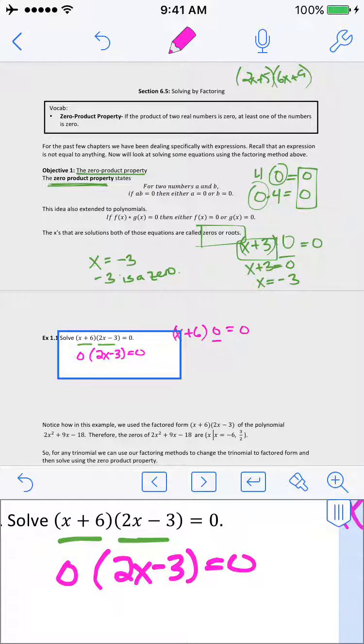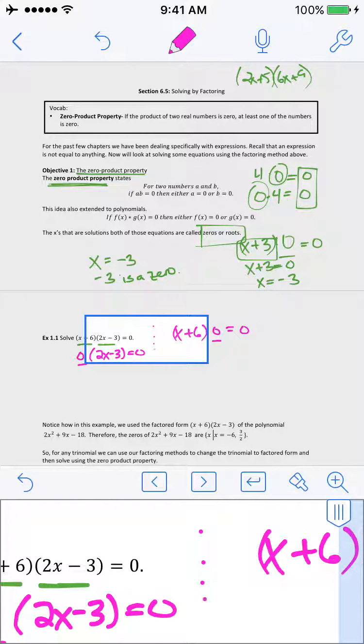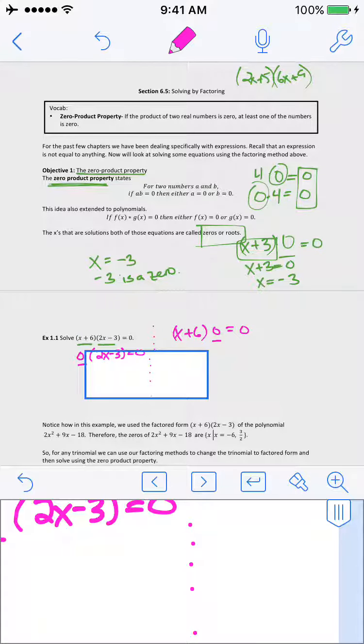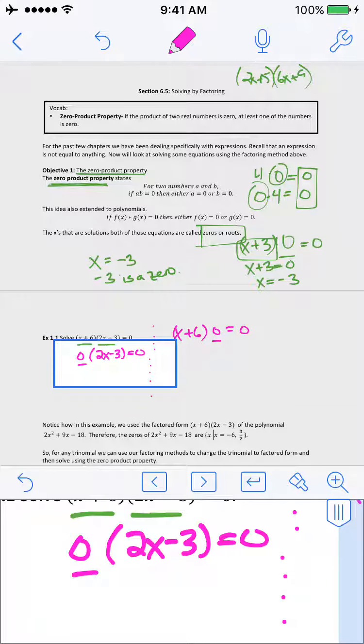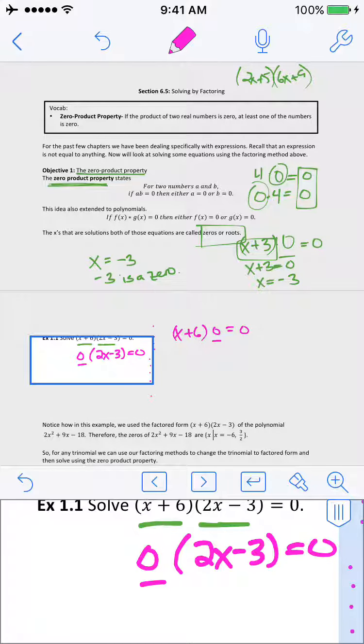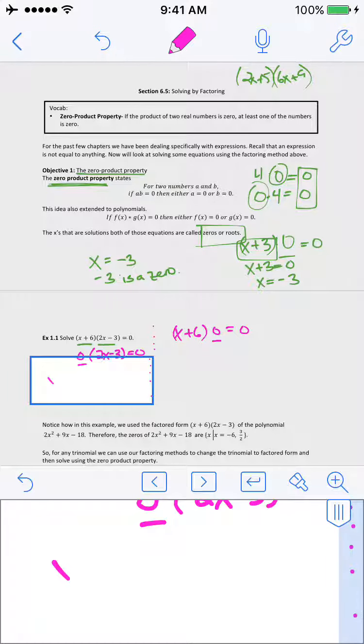So one of these guys had to end up equaling 0. I don't get to choose which one. I actually have to solve for both, because there's 2 cases here. So I'm going to just kind of divide my page down the middle, right? So in this case, where the first thing was 0, well then x plus 6 had to equal 0, right?